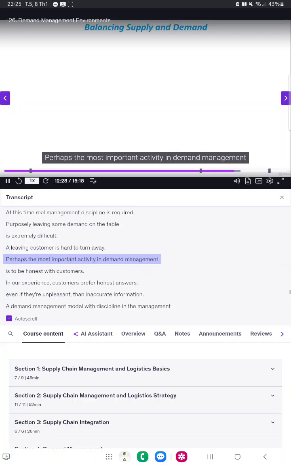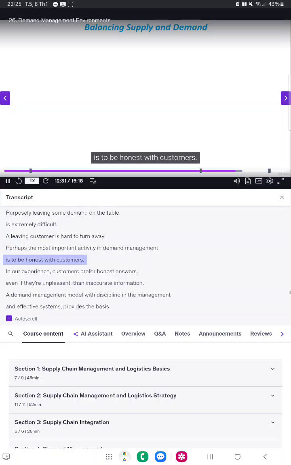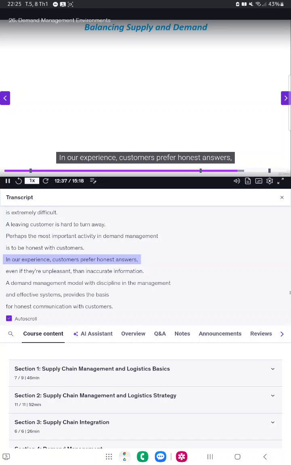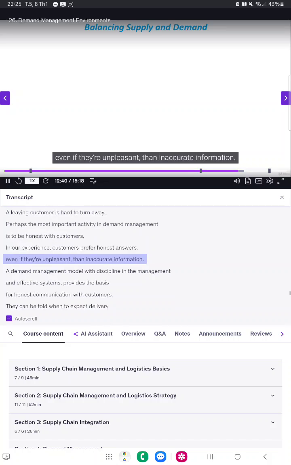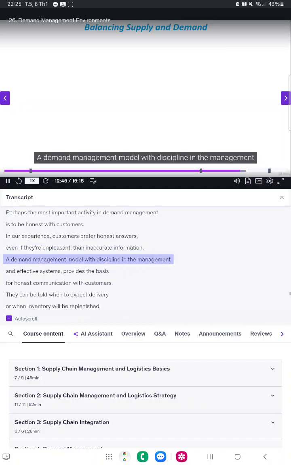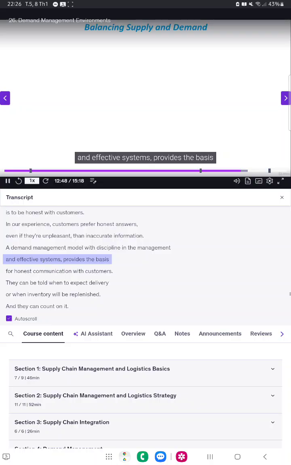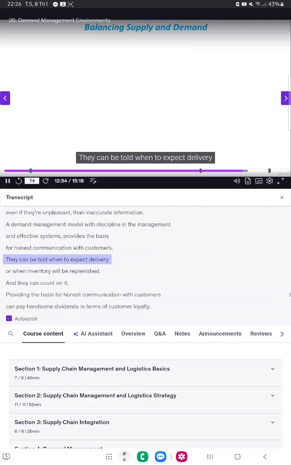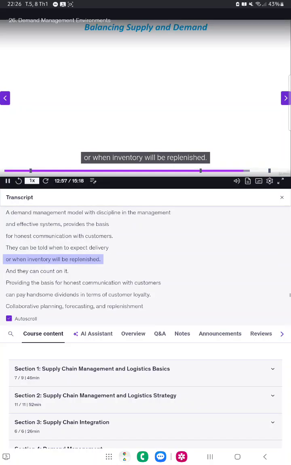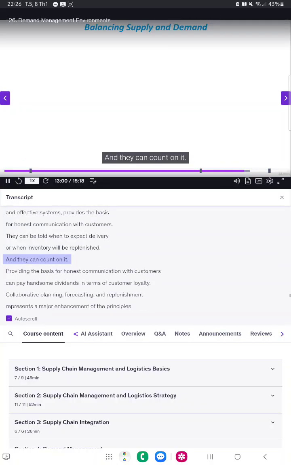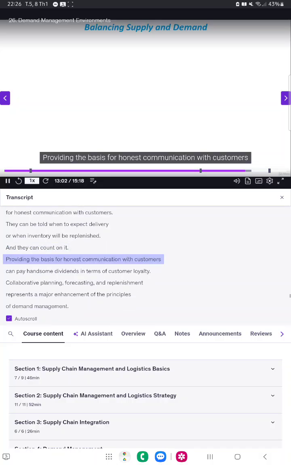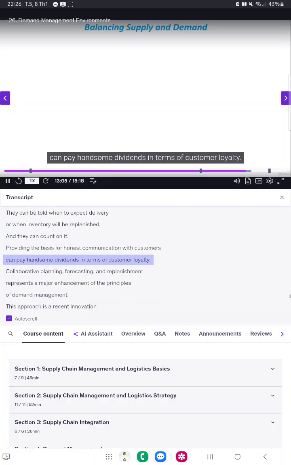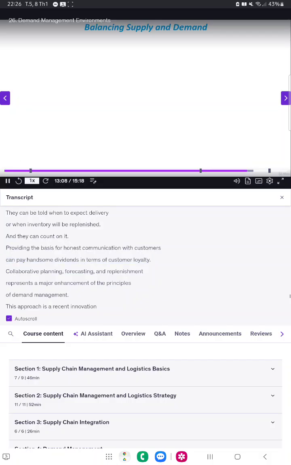Perhaps the most important activity in demand management is to be honest with customers. In our experience, customers prefer honest answers, even if they are unpleasant, to inaccurate information. A demand management model with discipline in the management and effective systems provides the basis for honest communication with customers. They can be told when to expect delivery or when inventory will be replenished, and they can count on it. Providing the basis for honest communication with customers can pay handsome dividends in terms of customer loyalty.